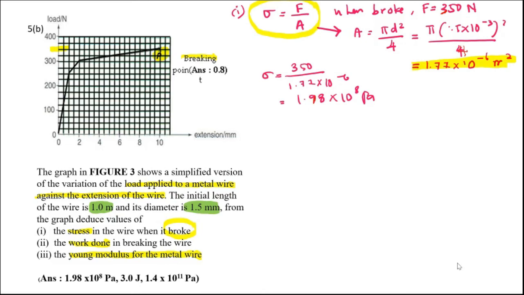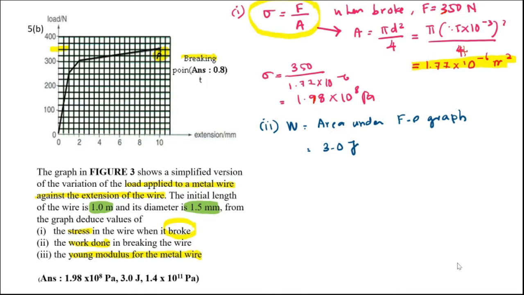And then for part 2, the work done in breaking the wire can be determined by calculating the area under the force-extension graph. When you calculate the area under the graph, the total area is 3.0 joule. So the area under the force-extension graph represents the work done.